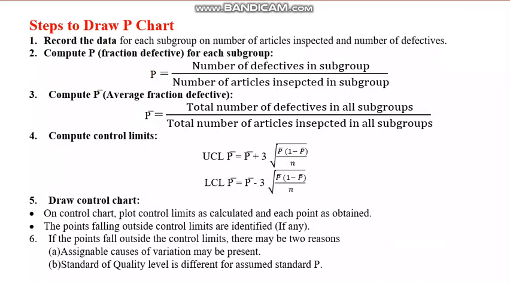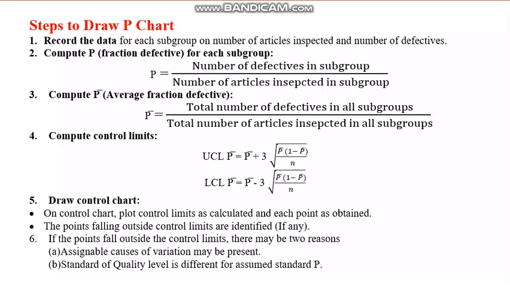The first point is you have to record the data. That means know, for each subgroup, the number of articles inspected and the number of defectives. You have to record how many are inspected, and out of that how many are defective. And the second point is you have to calculate the fraction defective P for each subgroup.